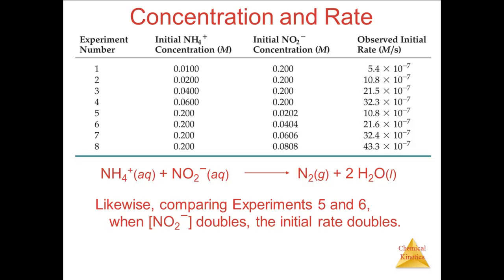In experiments 5 through 8, the concentration of NO2- changes, while the concentration of NH4+ does not. So any change in the initial rate of the reaction must be due to the change in initial concentration of NO2-. In experiments 5 and 6, the concentration of NO2- doubles, and the initial rate doubles. Again, we see a similar kind of relationship in any pair of these experiments. For example, in experiments 6 and 7, the concentration of NO2- is multiplied by a factor of 1.5, and the rate is multiplied by a factor of 1.5 as well.